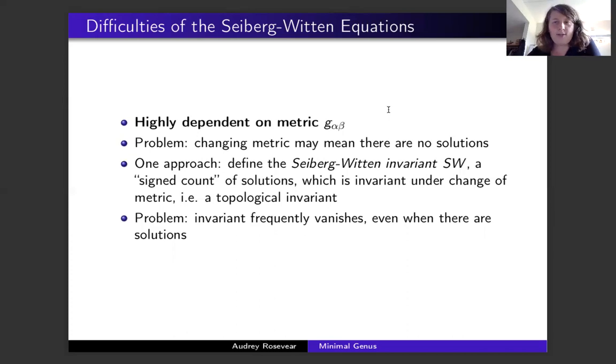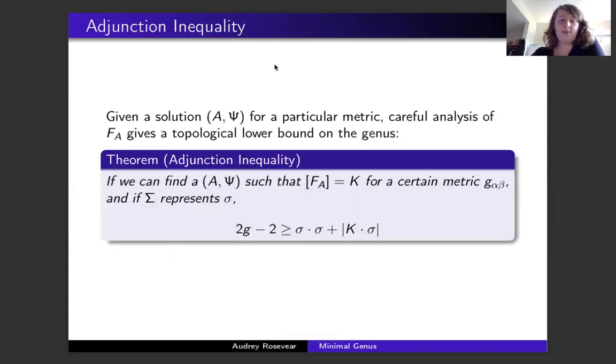So why do we want solutions? What can we get with the solutions? So for a particular metric, depending on a specific surface, if you find a solution for that metric, you can do some careful analysis on F_A, your closed-2 form, to get a purely topological expression for a lower bound on your genus. This is what I referred to earlier. This is called a generalized adjunction inequality.